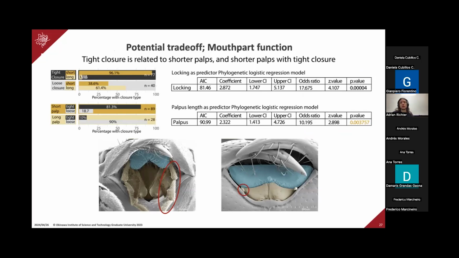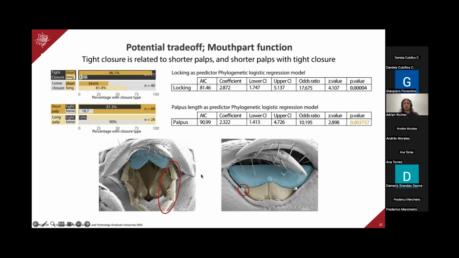Because okay, sure, the very predatory ones need it more, but all ants are kind of aggressive and would benefit from protection, right? So why don't all of them have it? So here my idea was that maybe there's a trade-off between protection and some other mouthpart functions. And I used palpus length as a proxy for this, because I noticed that a lot of the tight interlocking ones had a very short palpus, whereas the ones that had loose interlocking had a longer palpus.